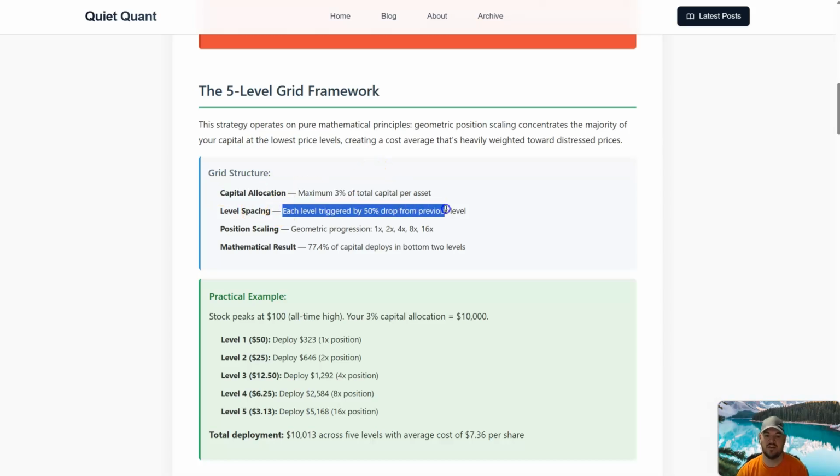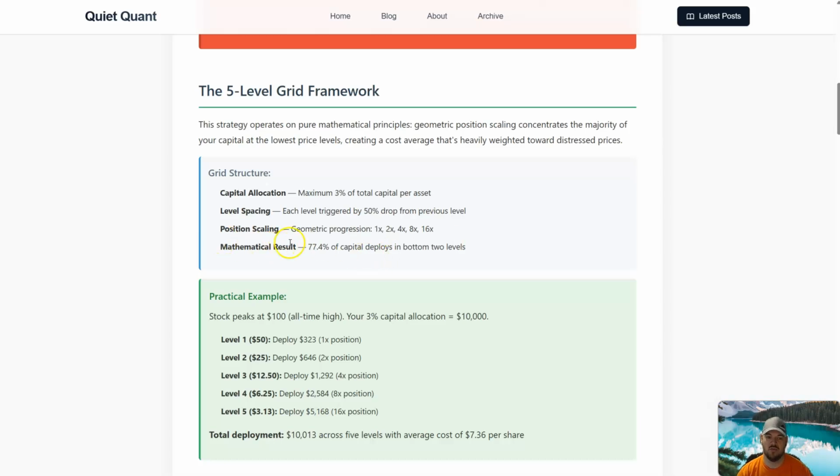This level spacing, this actually changes in a bear market. I actually changed the first drop to a 90% drop in crypto and 50% drop in stocks. But I didn't get super detailed in the post for that. So level spacing, each level triggered by a 50% drop from the previous level. Position scaling, it's geometric progression. So it's 1x, 2x, 4x, 8x, 16x, almost like Fibonacci levels in a way.